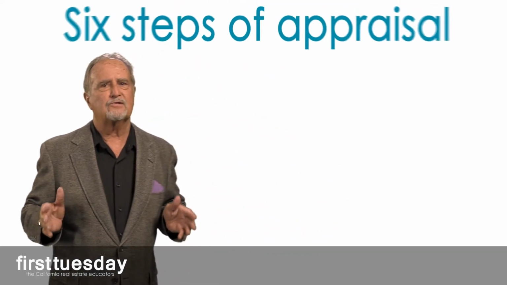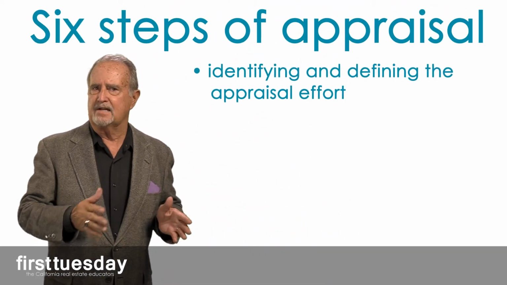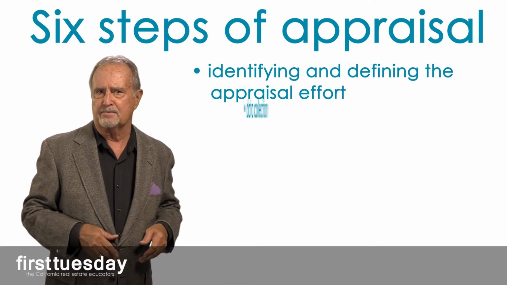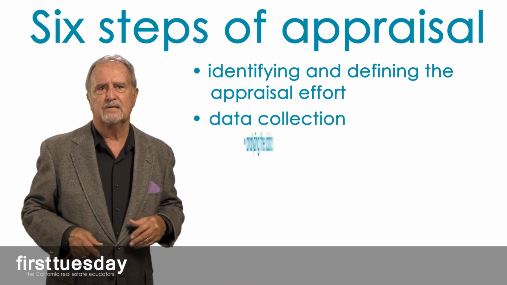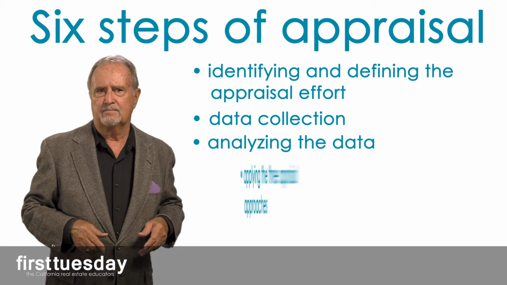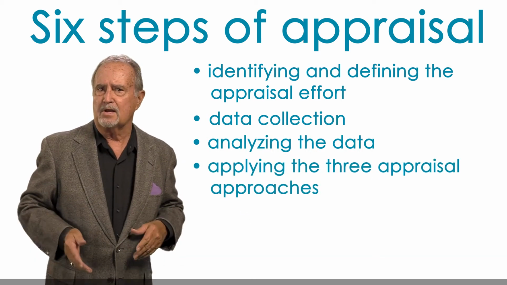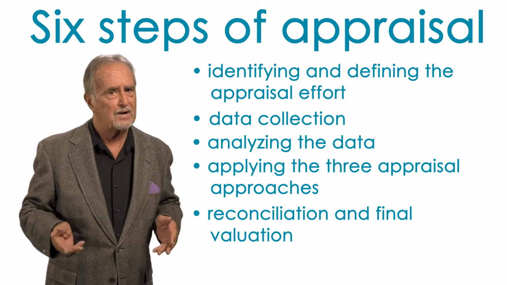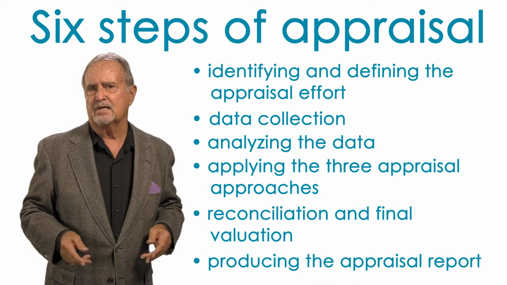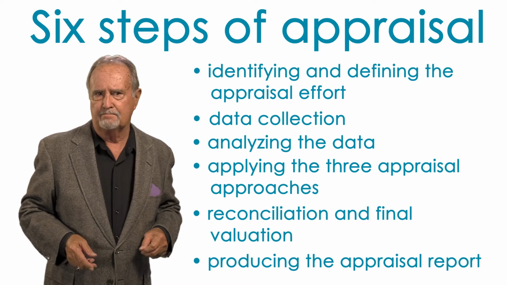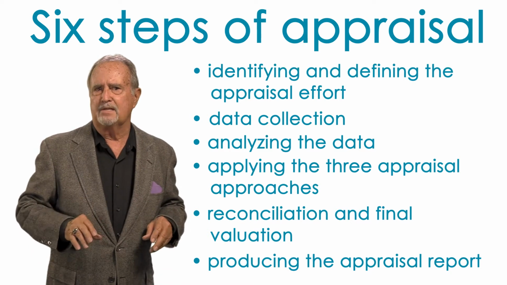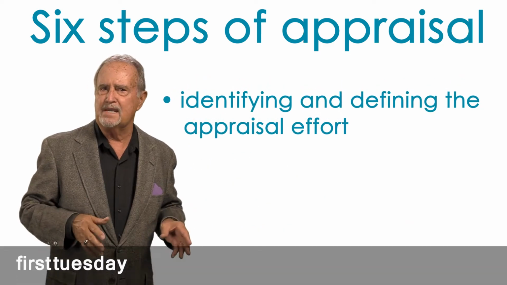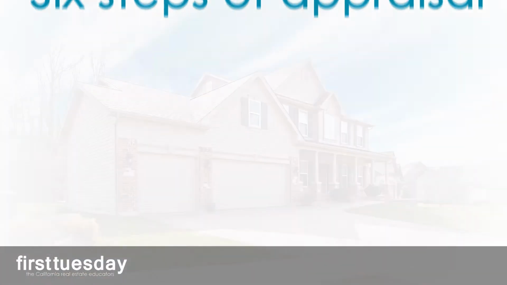An appraisal consists of 6 steps: identifying and defining the appraisal effort to be undertaken by the appraiser, data collection, analyzing the data, applying the 3 appraisal approaches, reconciliation and final valuation of the property, and producing the complete appraisal report. The first step in the appraisal process is the identification of the questions to be answered during the appraisal.